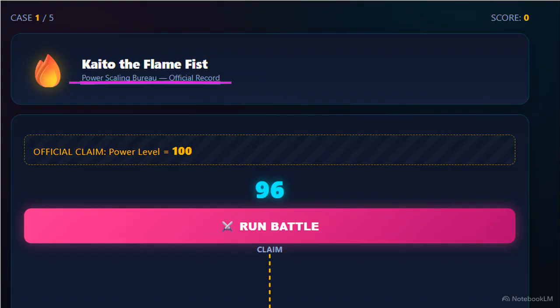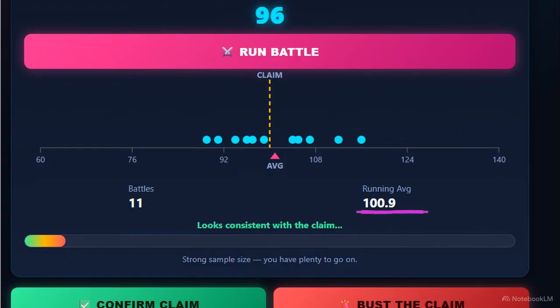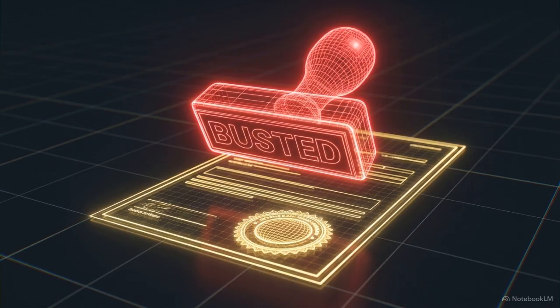Take a look at this official record from the Power Scaling Bureau. They claim Kaido, the Flame Fist, has a power level of exactly 100. To test this, we simulated 11 battles, yielding a running average of 100.9. That's higher than the official claim, but we only ran 11 battles. Is that tiny bump enough evidence to call the Bureau a liar and bust their claim?